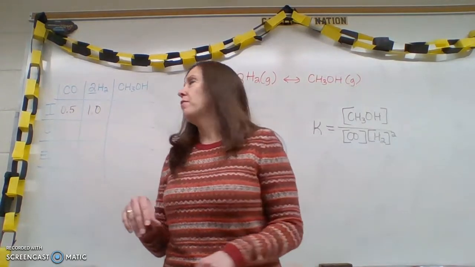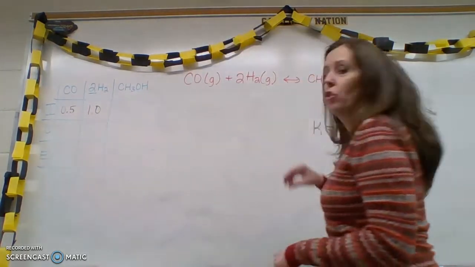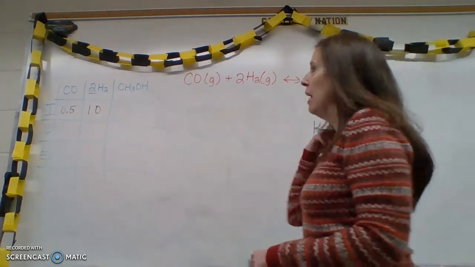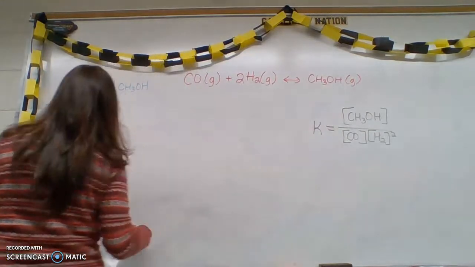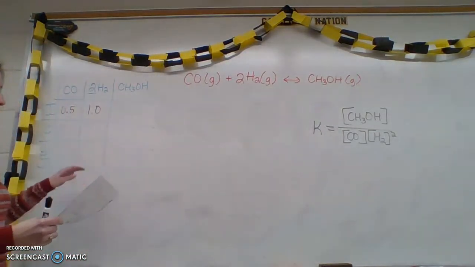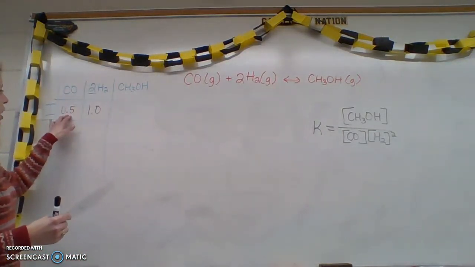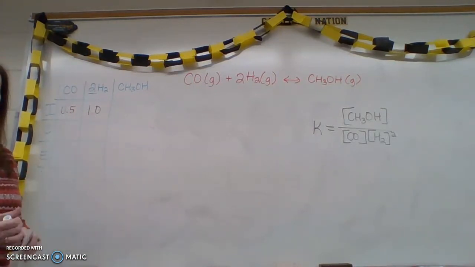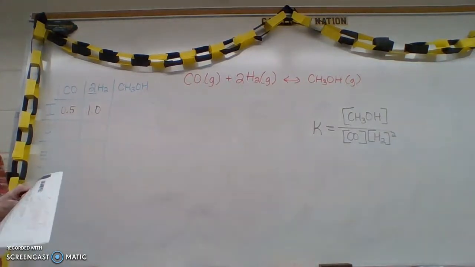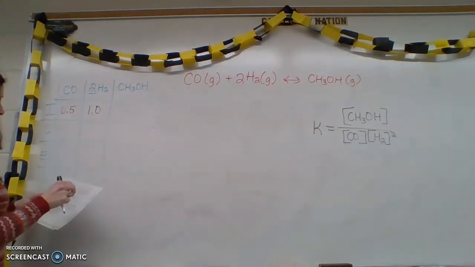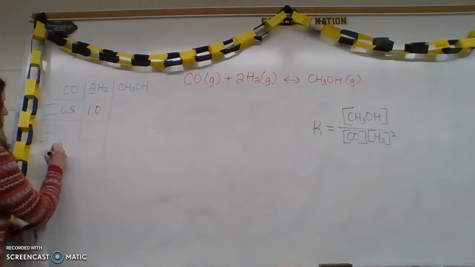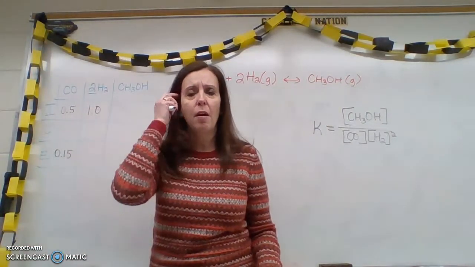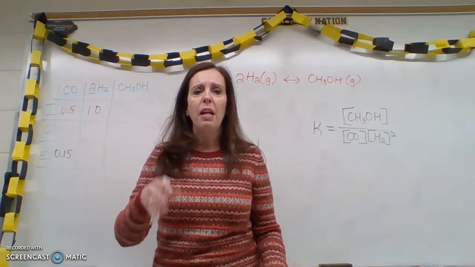Now, when you left off, we had this equation. I'm trying to solve the numeric value for K, and I started filling out this chart. And in the problem, it said that the initial concentration of CO was this, the initial concentration of hydrogen was that. Now, there's a little something at the end of that question that tells you the equilibrium concentration of CO is 0.15.